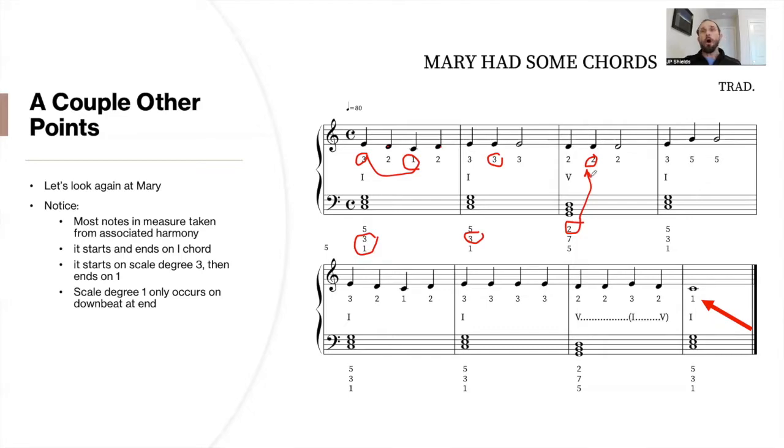Scale degree 1 only occurs on a downbeat at the end of the song. This helps, again, to show arrival to home. What's also interesting is that it's approached by descent from 3. So what do I mean by this? Well, that descent allows us to feel like there's a solid arrival.